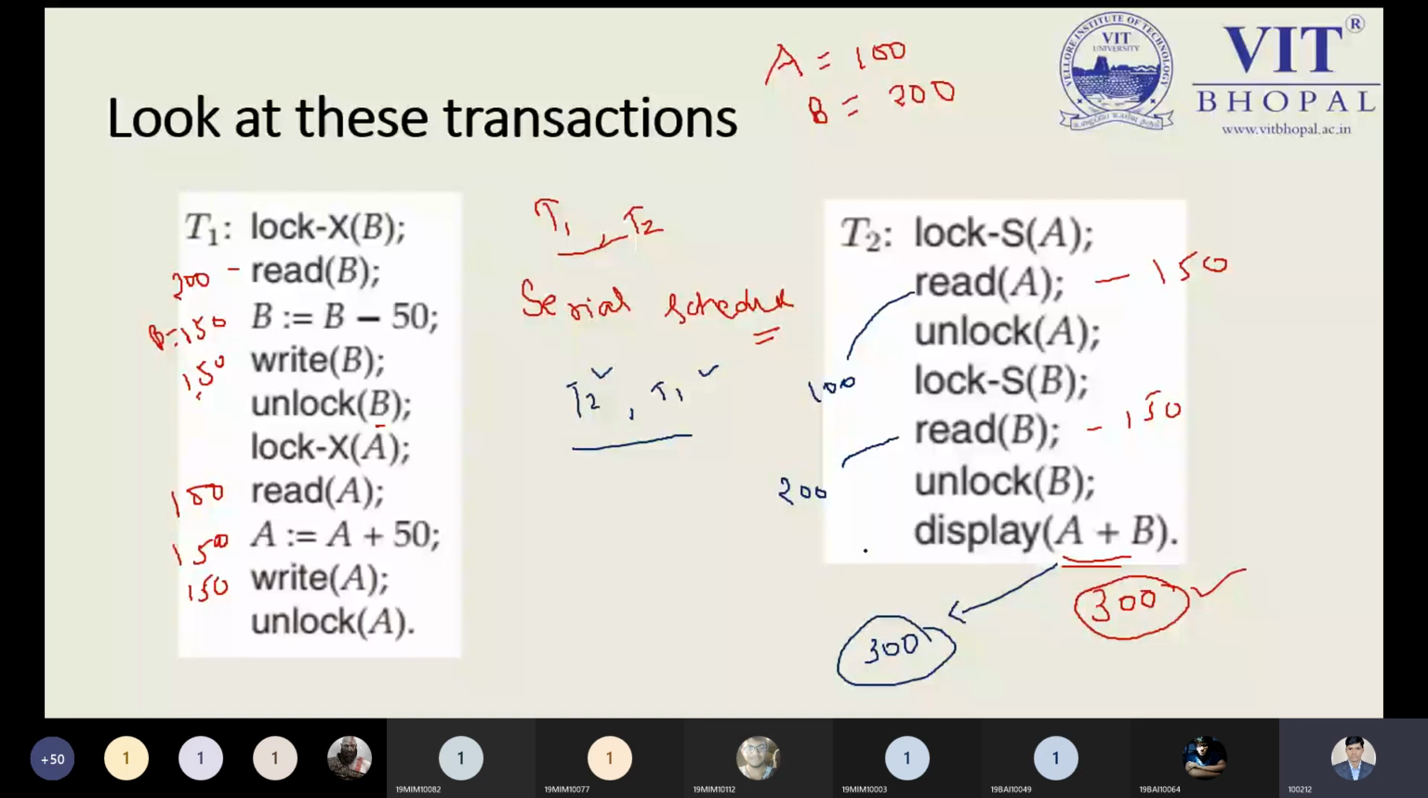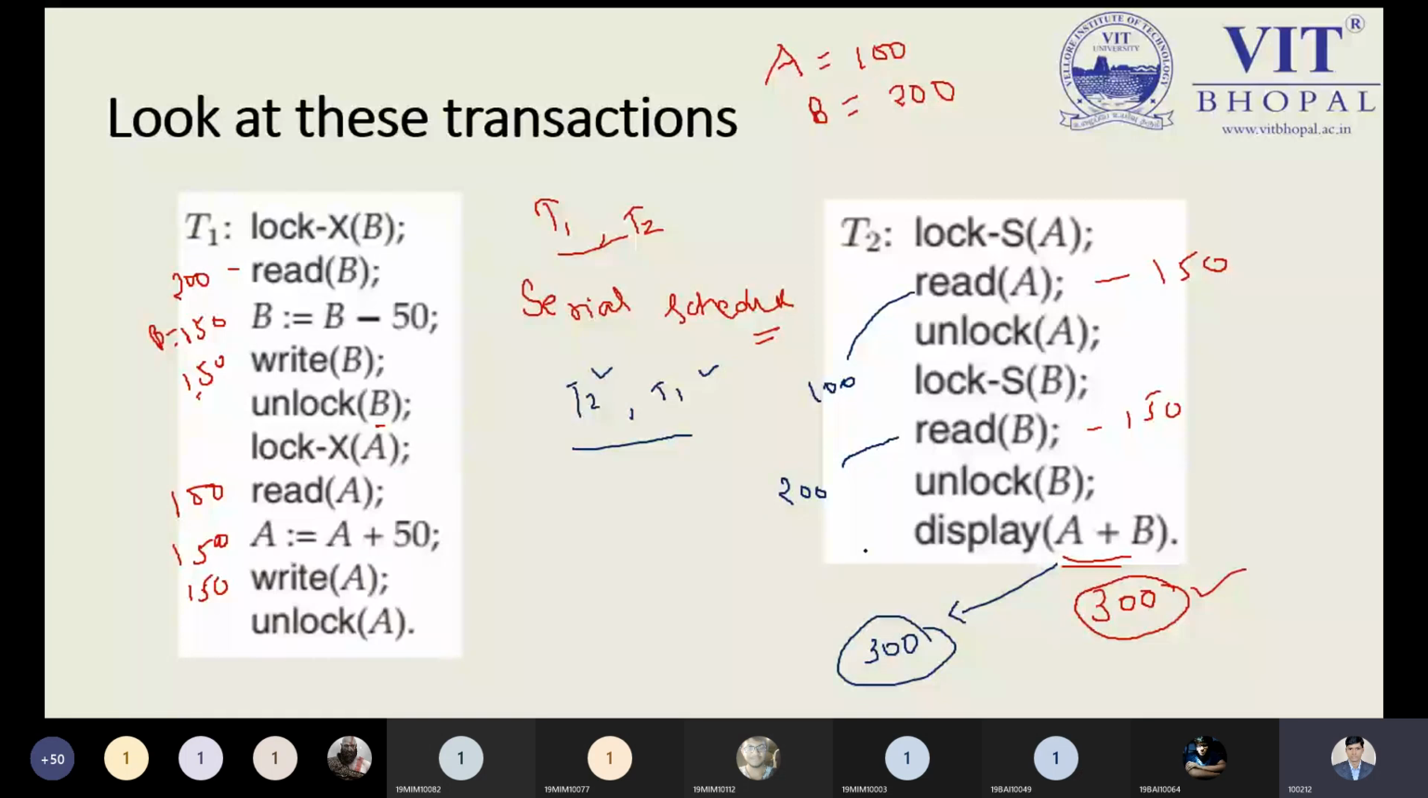And in this case, with T2 and T1, we are displaying the first total balance and then updating the values of A and B. So the operations of both serial schedules are different, but we are getting the same value. So locking mechanisms can be applied, and it is also possible to apply them on a serial schedule.